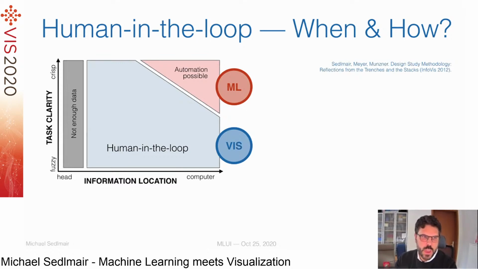It has two axes. One is the task clarity, and the other one is the information. In other words, if I have a crisp task, I know exactly what I'm doing, and I have enough information to model that, then I don't need a human in the loop.